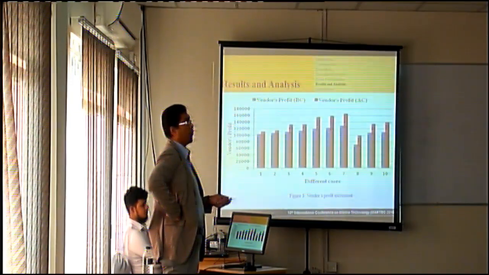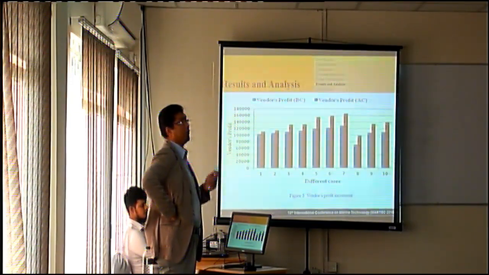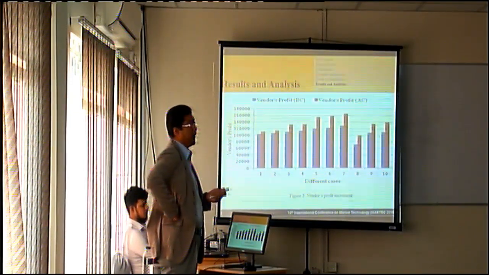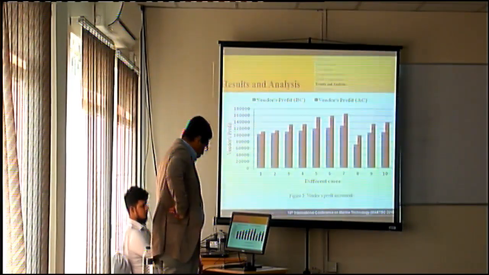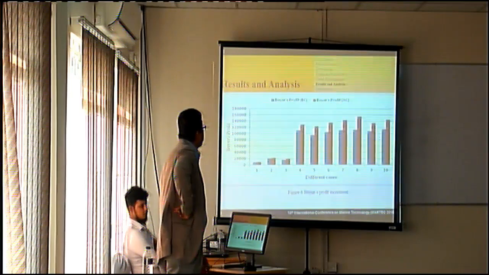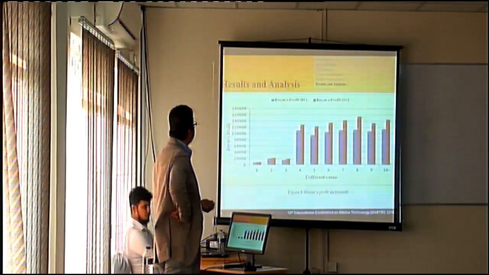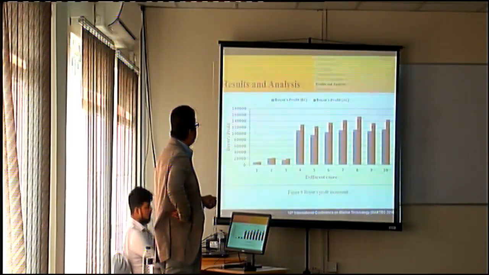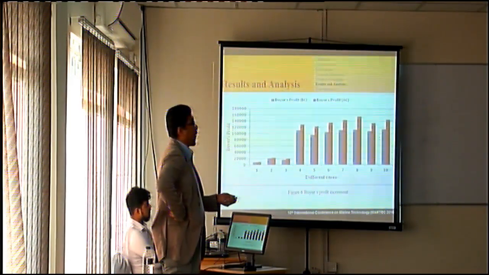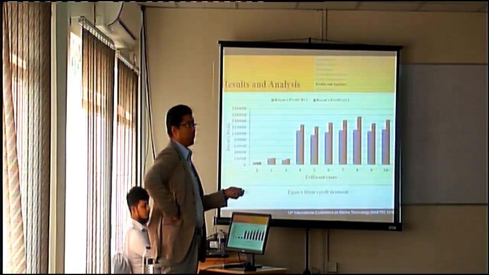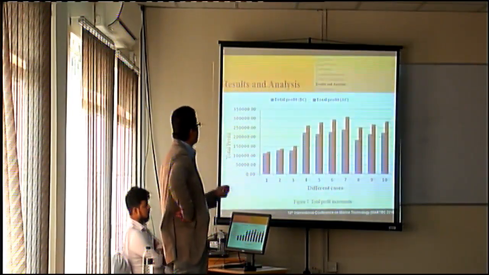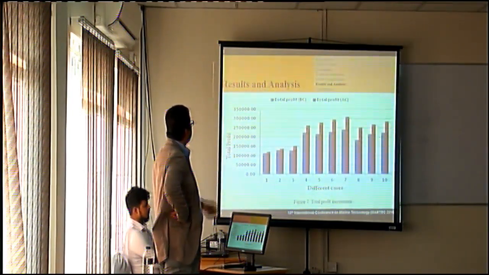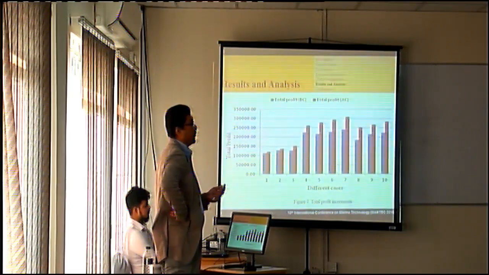So the profit of the whole supply chain can be improved if the players of the supply chain are coordinated. And the price of the product also can be reduced. This also shows the profit of the individual, suppose the buyer profit, it also can be improved in several cases. And this one shows the profit for the vendor.